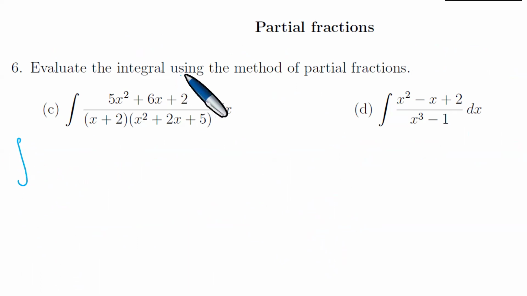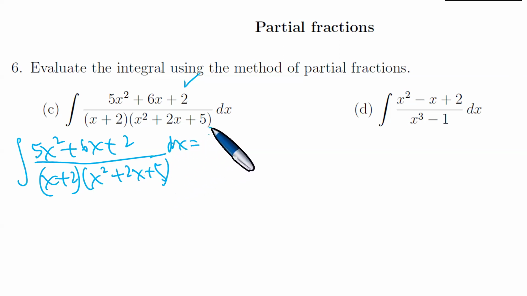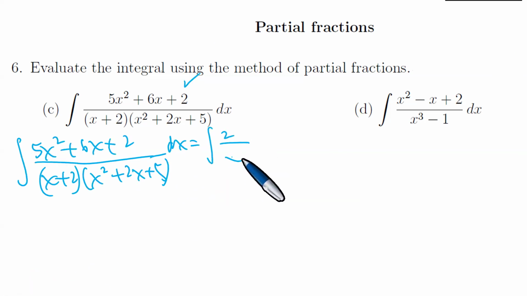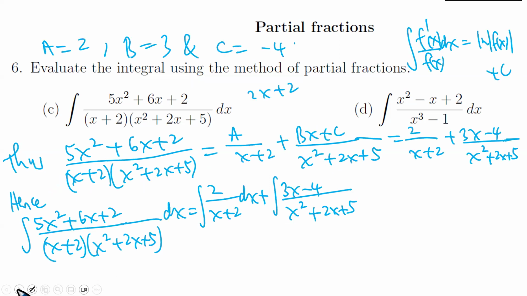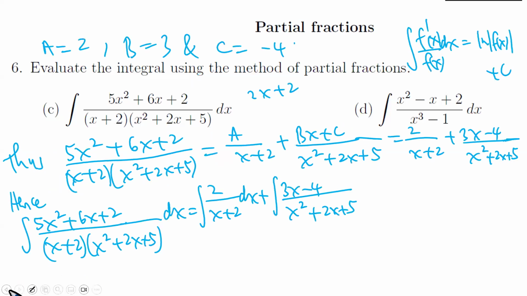So, you need to perform some extra algebraic simplification as follows. So you then say, if you have exactly this one, (5x squared plus 6x plus 2) divided by (x plus 2) together with (x squared plus 2x plus 5), dx becomes the integral of 2 over (x plus 2) dx, the integral of (3x minus 4) divided by (x squared plus 2x plus 5). Okay, yeah, there's a dx here.